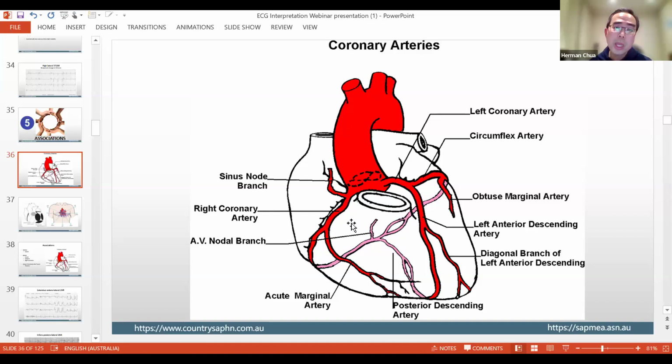Okay, and the RCA, the right coronary artery, for example, causes an inferior infarct, okay, because it's got this PDA or posterior descending artery, but it also causes right ventricular infarct, for example, via this marginal artery. So there are some associations with different regions of the infarct, okay.